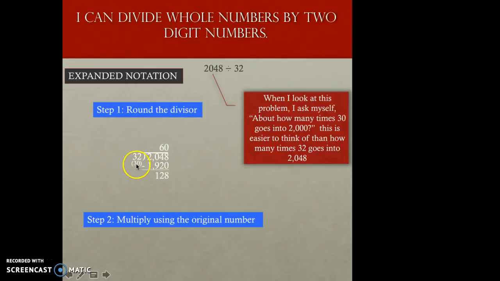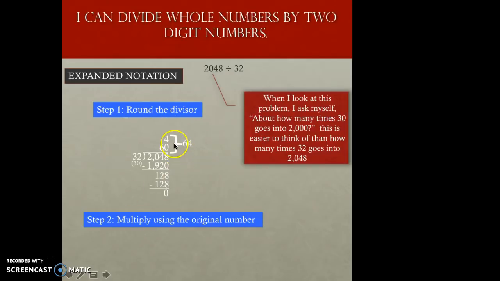So again, I want to go back to my rounded off number and think about, okay, how many 30s are in 128? Well, I know that 4 times 3 is 12, so 4 times 30 is 120. So probably 4 is going to be a good number to start with. I have to go back and multiply the exact number. 4 times 32 happens to be exactly 128, and then I have nothing left. So now I take my 60 plus my 4, and I can see that my answer is 64.